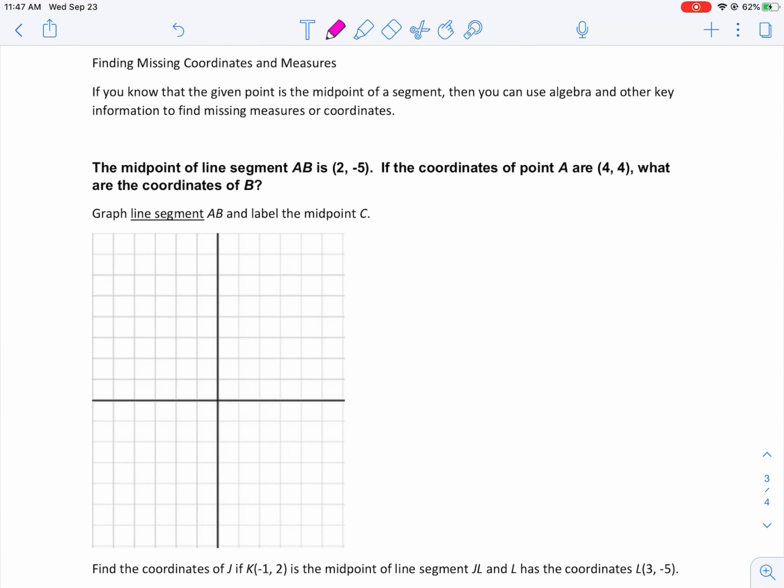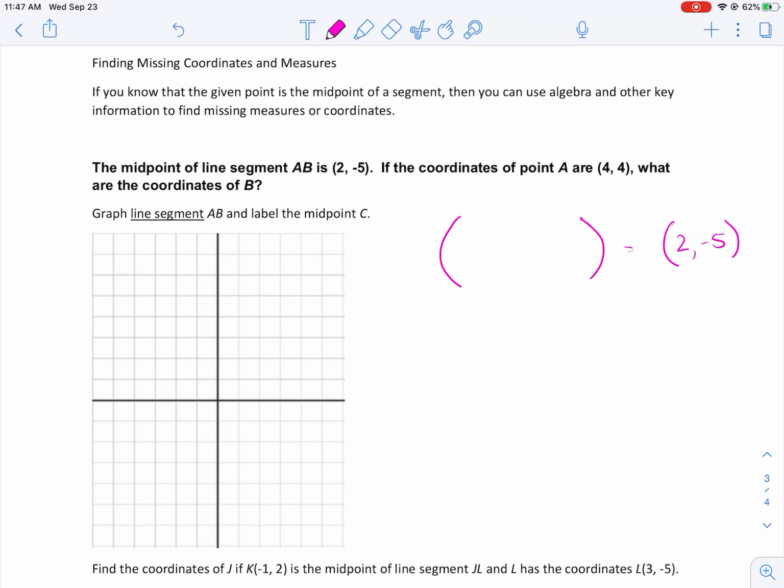Okay, let's go down below to finding missing coordinates and measures. If you know that the given point is the midpoint of a segment, then you can use algebra and other key information to find missing measures of the coordinates. The midpoint of a line segment is 2, negative 5. So I'm going to set up my midpoint formula. If the coordinates of A are 4, 4, what are the coordinates of B? I'm going to do that after.